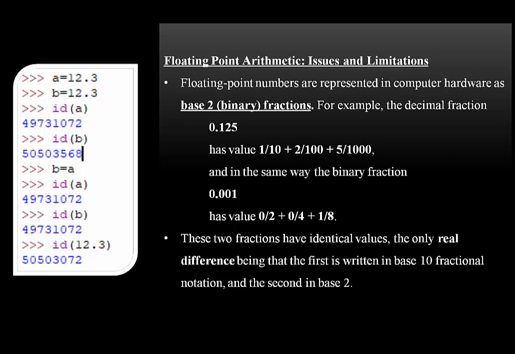In the same way, when you go for the binary fraction 0.001, how is that done? It is 0 by 2 plus 0 by 4 plus 1 by 8. Or maybe you would have studied it as 0 into 2 power minus 1 plus 0 into 2 power minus 2 plus 1 into 2 power minus 3. That's what you would have studied maybe. Or maybe you would have studied it as 0 by 2 plus 0 by 4 plus 1 by 8.